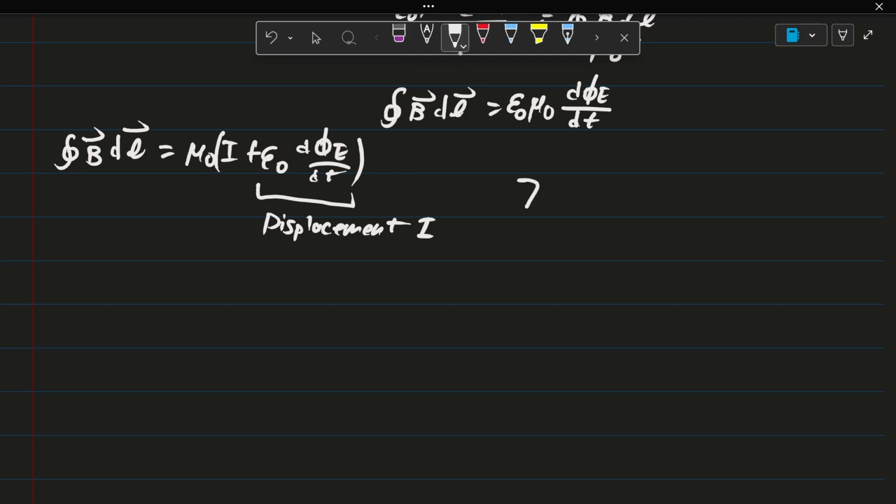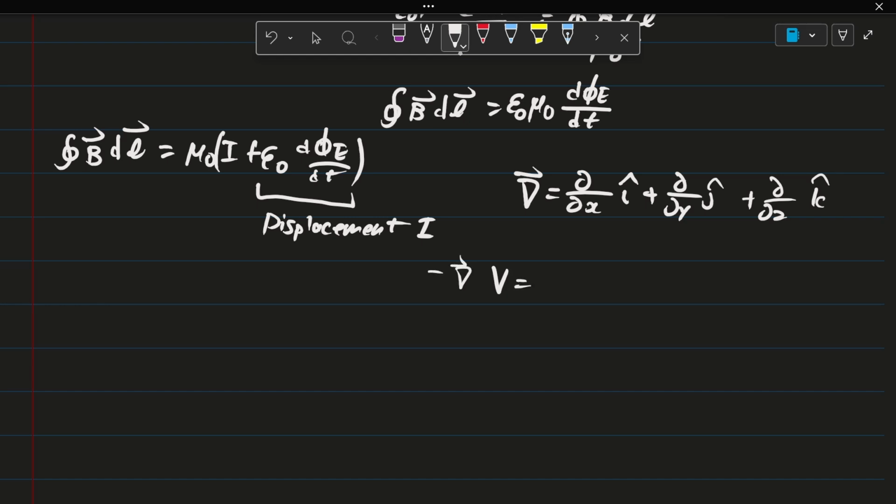So remember about this gradient vector or this nabla? This is what we'll call the partial over partial x in the i hat direction, plus partial over partial y in the j hat direction, plus partial over partial z in the k hat direction. Now this entire thing was used when we tried to describe the voltage, in which the negative gradient of the voltage is what we get as the electric field.